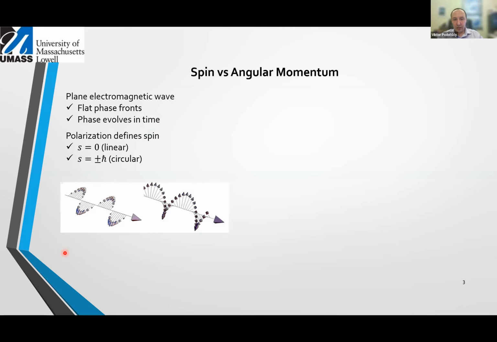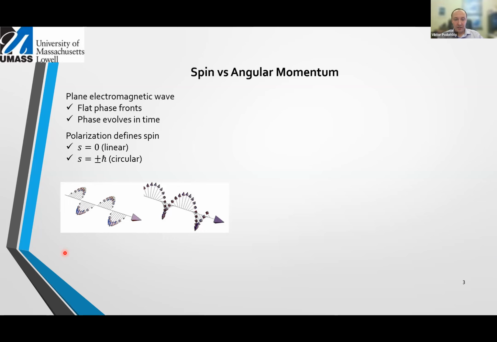So let's talk a little bit about spin and angular momentum of light. I'm sure this was covered at this conference many times, but just so we're on the same page, light has spin that is basically present in most plane waves. You can have either linear polarization of light, which represents spin being 0, or you can have circular polarization of light, and that gives you a spin of plus or minus 1, essentially.